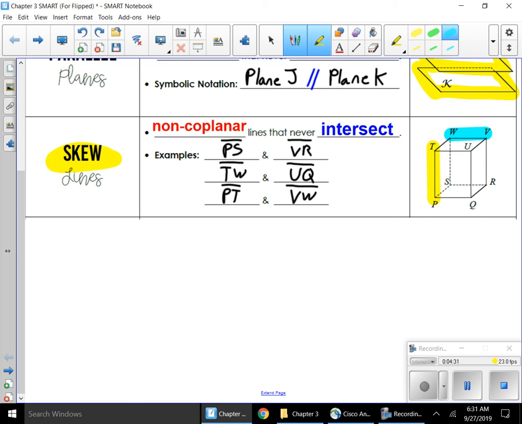And when we start talking about three-dimensional figures, these will become more common. Let's take a break from the vocab and jump into some examples. See you soon.